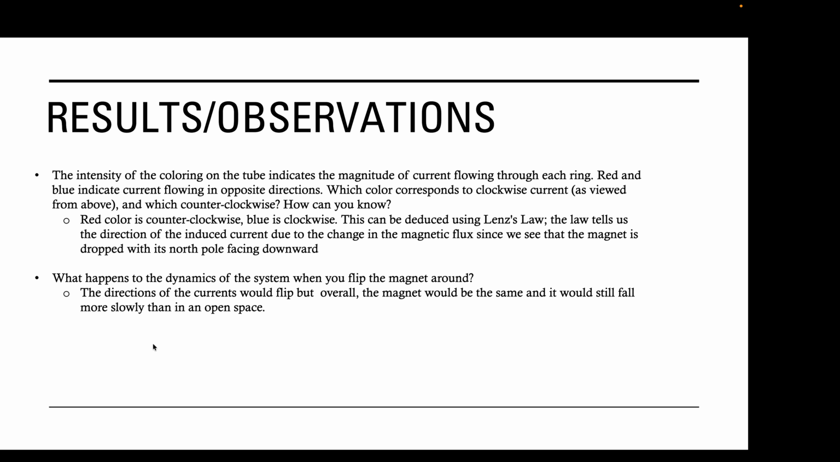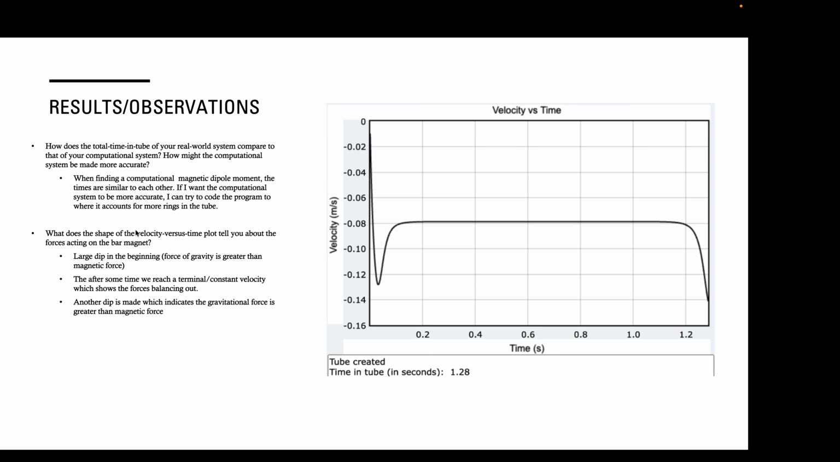And what happens to the dynamics of the system when you flip the magnet around? The directions of the current would flip, but overall the magnet would be the same and it would still fall more slowly than in an open space. So how does the total time in the tube of your real-world system compare to that of your computational system? How might the computational system be more accurate?